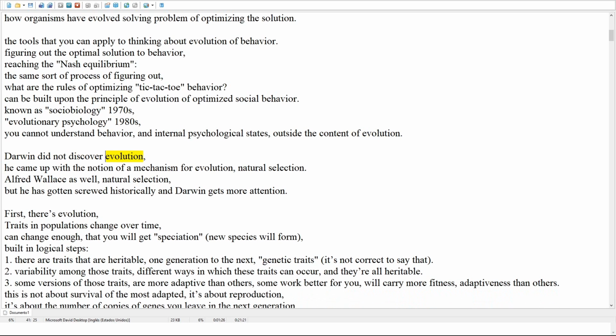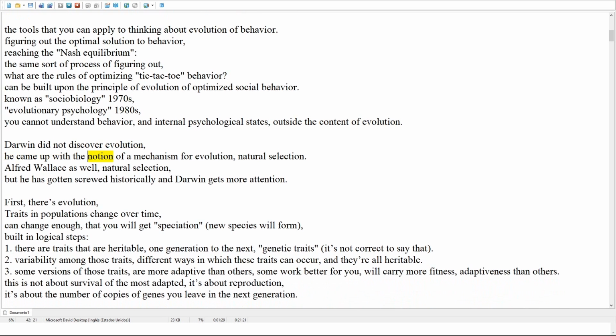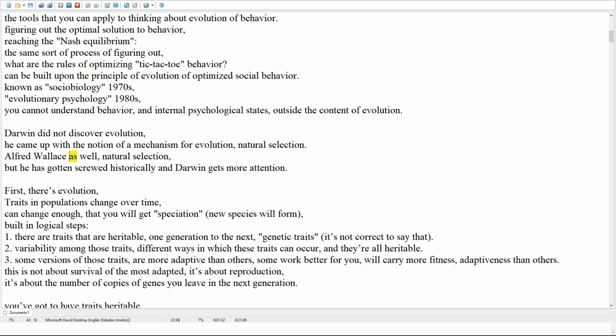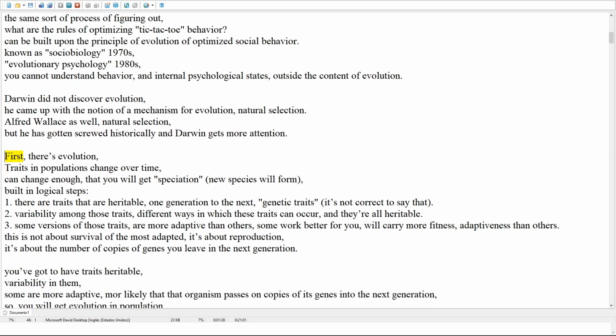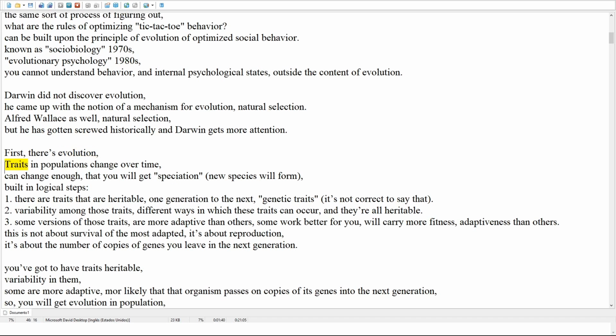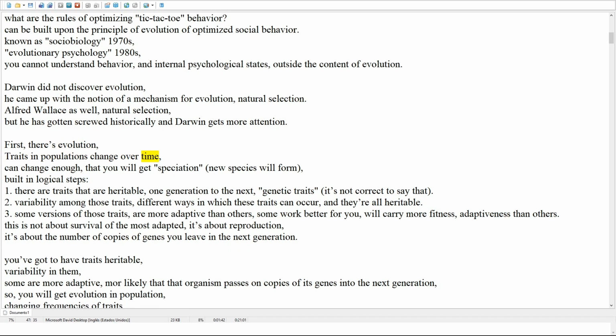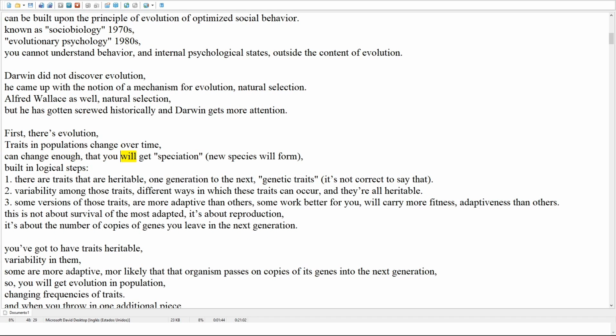Darwin did not discover evolution. He came up with the notion of a mechanism for evolution, natural selection. Alfred Wallace did as well, but he has gotten screwed historically, and Darwin gets more attention. First, there's evolution: traits in populations change over time. They can change enough that you will get speciation, and new species will form.